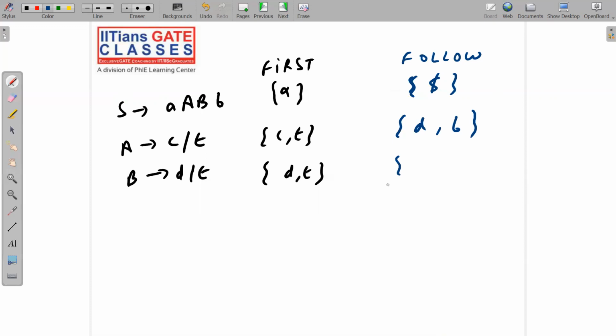Next, follow of capital B. Try to find capital B in RHS. Yeah, here we have found it. So follow of capital B will be small b. That's it. Anything extra? Are you able to find out? No, nothing else. That's it. So I will jump to the next question now. Note it down carefully.